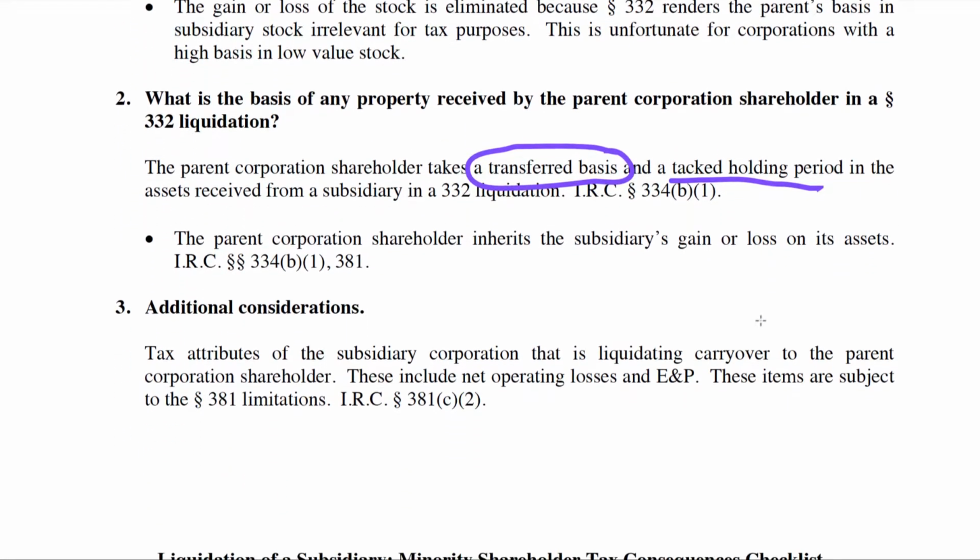Additional considerations. E&P, as well as any NOLs, they roll over. Okay, these all roll over. There's other tax attributes that roll over, but the main ones are any NOLs that the subsidiary had, as well as E&P. Now, by the way, if this is 100%, it's the full amount, but if it's 80%, let's say, or 90%, you're going to take the portion of that.